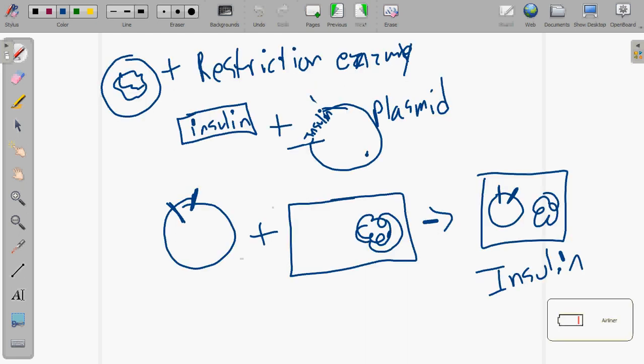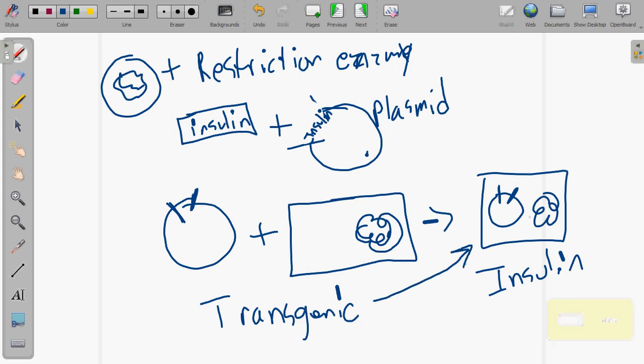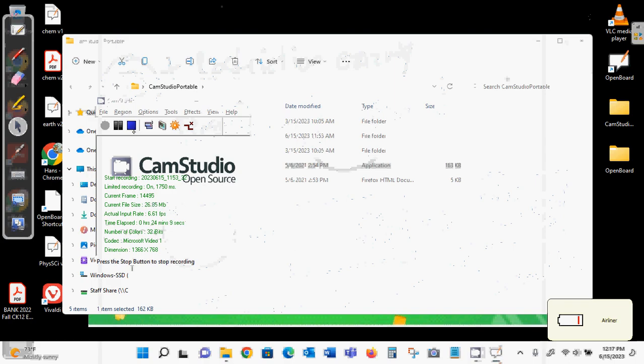All right? And I think that is pretty much everything. I'm going to throw one more word at you, and that's transgenic. Okay? And so transgenic means that you contain a gene from some other organism. So this would be a transgenic bacteria because it contains human DNA. All right? And I believe that is everything that we covered in a nutshell.